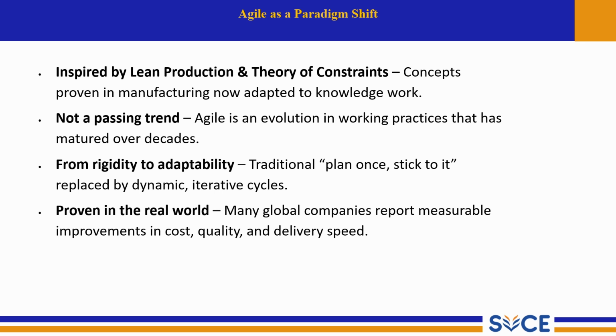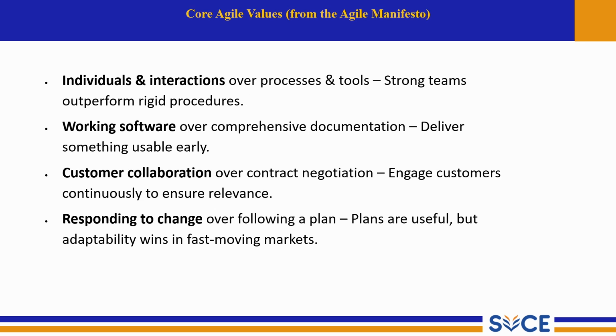Proven in the real world. Many global companies report measurable improvements in cost, quality, and delivery speed. Agile is not just theoretical, it is proven in practice. Organizations using Agile have seen faster product delivery, reduced development cost, and improved customer satisfaction. For example, companies like Cisco and Spotify use Agile to accelerate innovation and deliver continuous value to customers. And next one is core Agile values from the Agile Manifesto.